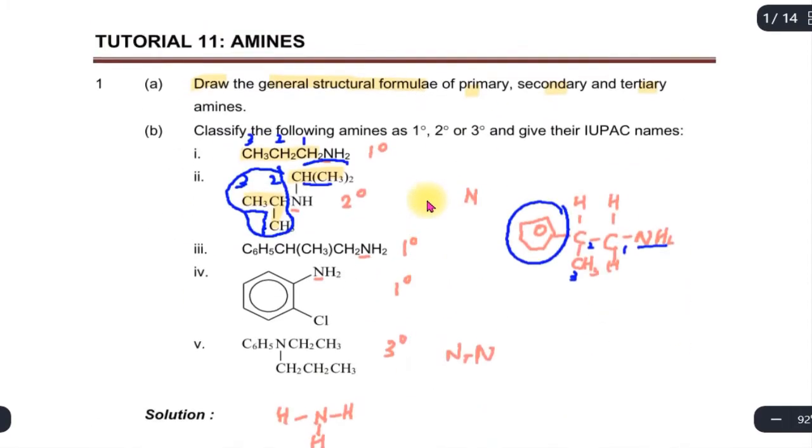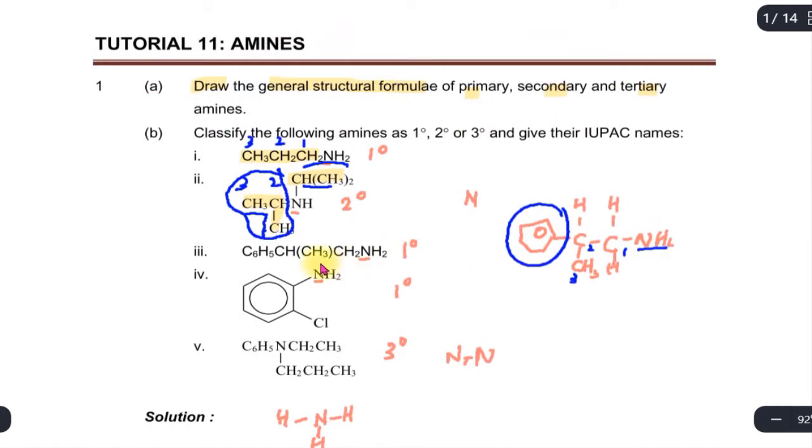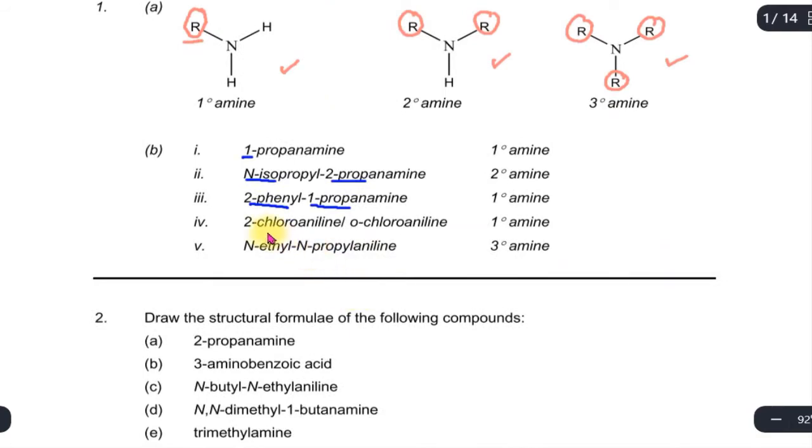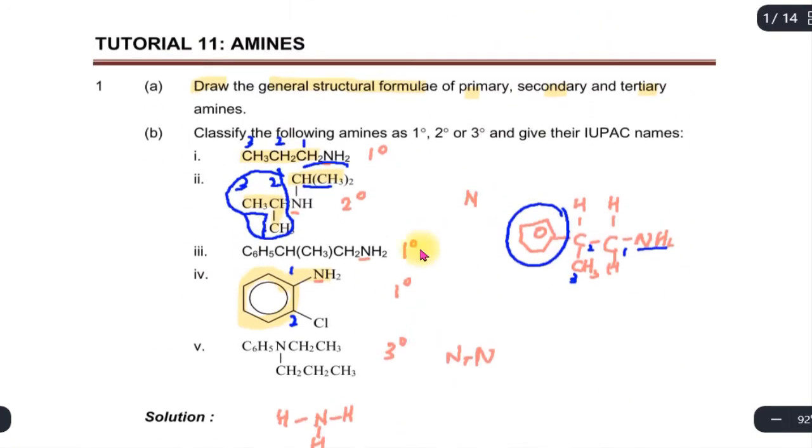Next, this one is a benzene ring with NH2. We will call this one aniline. So position 1, position 2. So it is 2-chloroaniline, or o-chloroaniline. The third one is quite interesting, because this one is a tertiary amine. How to name it?